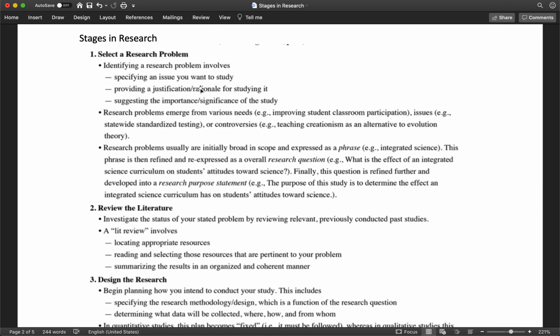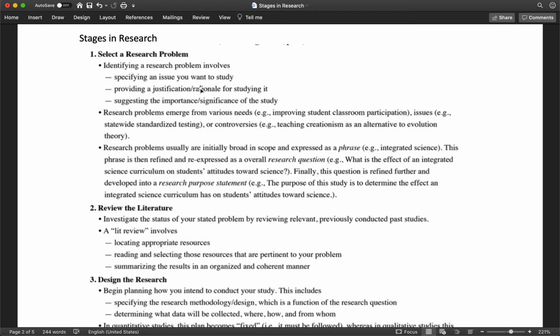And then you want to suggest the importance or significance of the study. I just did that in terms of, it's going to save money basically at the end of the day, because if we choose it correctly or make it more efficient, we're going to be closing maintenance records faster, being more efficient, moving along with the projects that we need to.